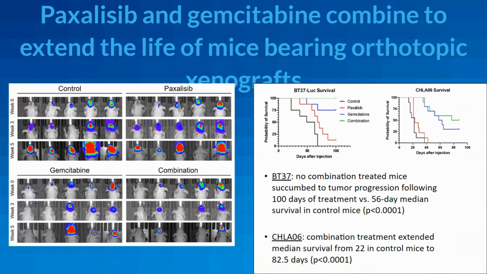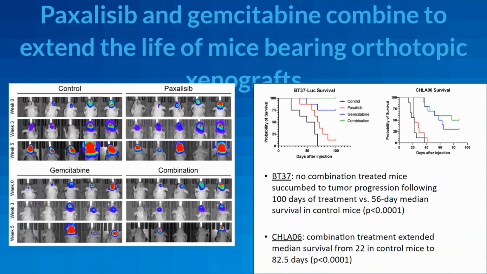Paxalosib does a little bit, and in 2 different models, and we now have a 3rd model as well, of tumors growing in the brain, you can see that you really want to be in the combination group. The BT37, which is the tyrosinase group, those mice survived vastly longer than anything we've ever seen before. And CHLA6, which is a very aggressive model, the combination also outperformed. And so as someone who would be enrolling patients on this clinical trial, when I see data like this, it gets me really excited.